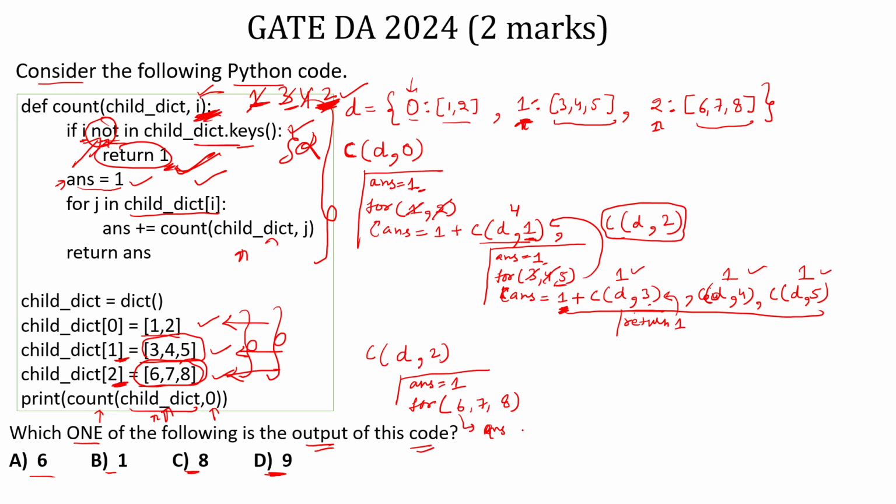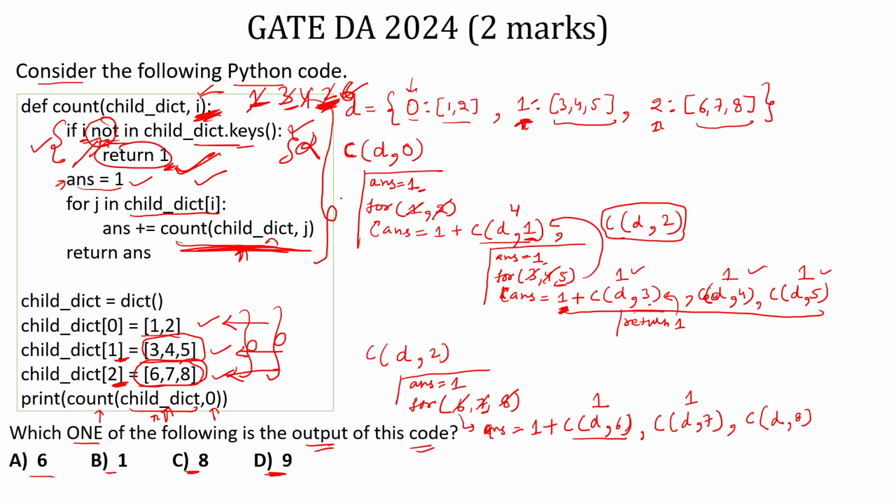For all the values, we will add to the answer. The answer value right now is 1. So 1 plus, we will call this count function again, you can see over here, and pass the dictionary. The dictionary is not modified, but we are calling it first for 6, and when the I value is 6, this if condition will be satisfied, because 6 is not part of the keys. We have 3 keys only, 0, 1, 2. So this function will return 1 from here. Again we will call this count function for j value 7, that is d comma 7. 7 is also not part of the keys, so this will also return 1. And again we will call this count function for the next value, that is 8. 8 is also not part of the keys, so we will return from here itself, and this will be 1.